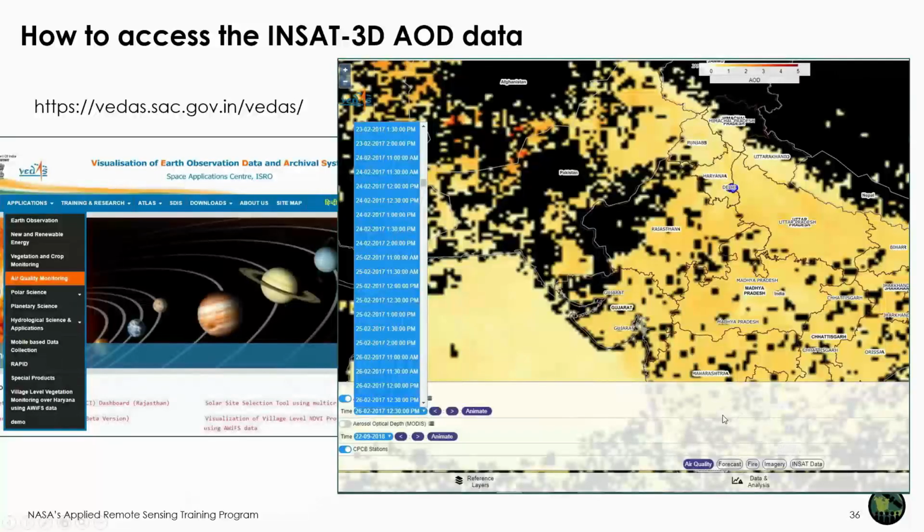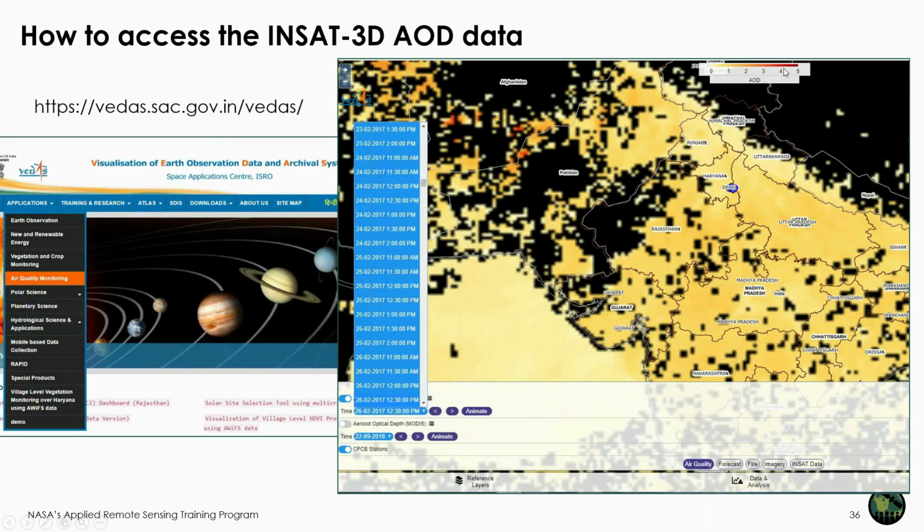This type of application of satellite data we are doing using INSAT 3D aerosol products combined with other polar observations. Now these data sets you can access, as I told you, from the VEDAS portal at vedas.sac.gov.in. This is the front page of this portal. You can go to applications, then air quality monitoring, and then you will come to this web page where you can see the aerosol products. You can select different dates, and on different dates, different times.